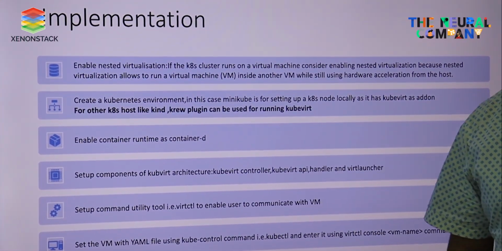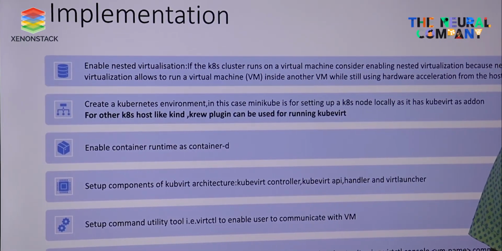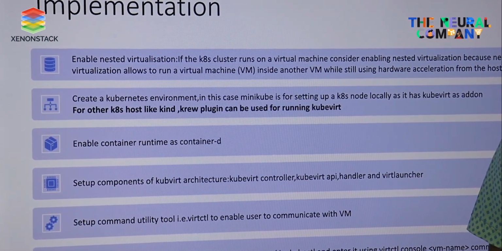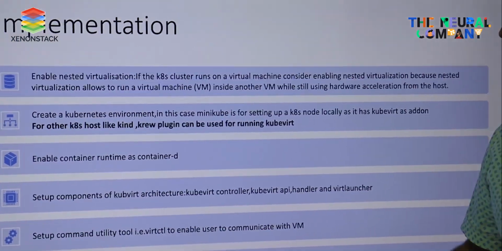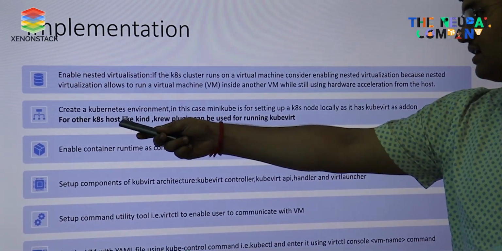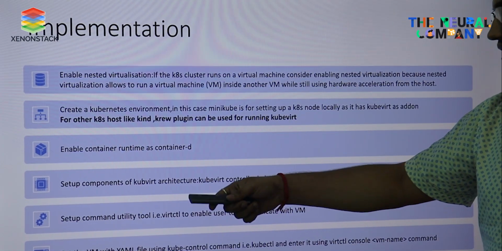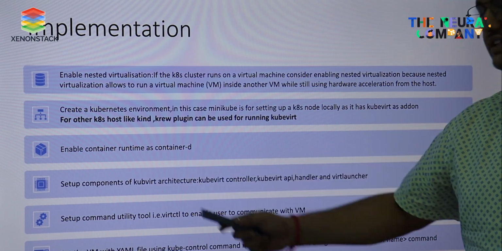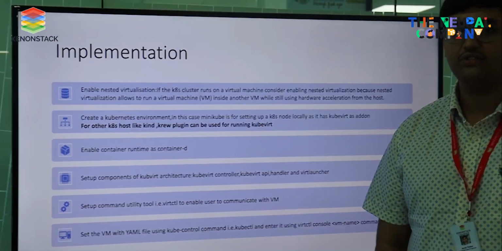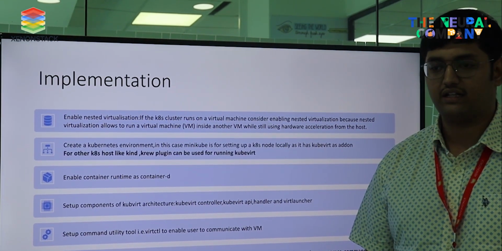We can use the Kubernetes environment provided by Minikube, AWS providers like KOps, or other Kubernetes platforms like Kind for provisioning Kubevirt. In the case of Minikube, since it is provided as an add-on, we can directly use it as an add-on. But in the case of other providers, we have to install it using the Krew plugin. After that, we have to enable a container runtime, which can be Docker or containerd. The container runtime is used because we are running the cluster, or our Kubernetes environment, within a container.